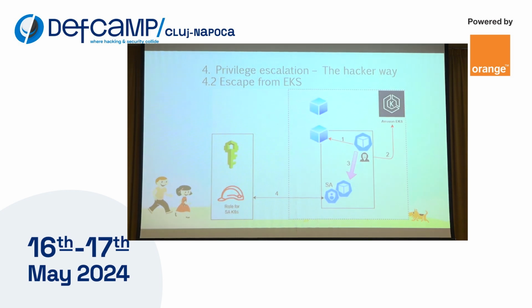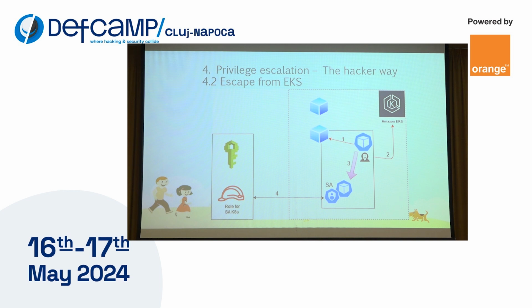So let's look again at the vector. Essentially, we are here. We compromise the pod, and we will get the credentials of the worker node through the metadata API, and then we will talk to the EKS control plane, and we'll act as the worker node.